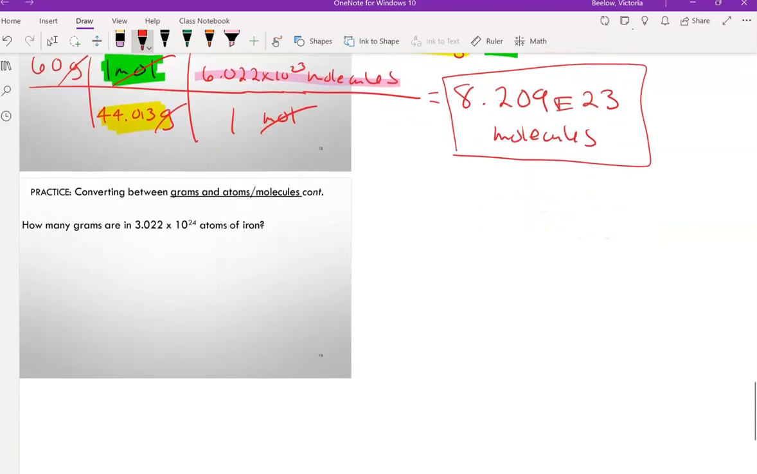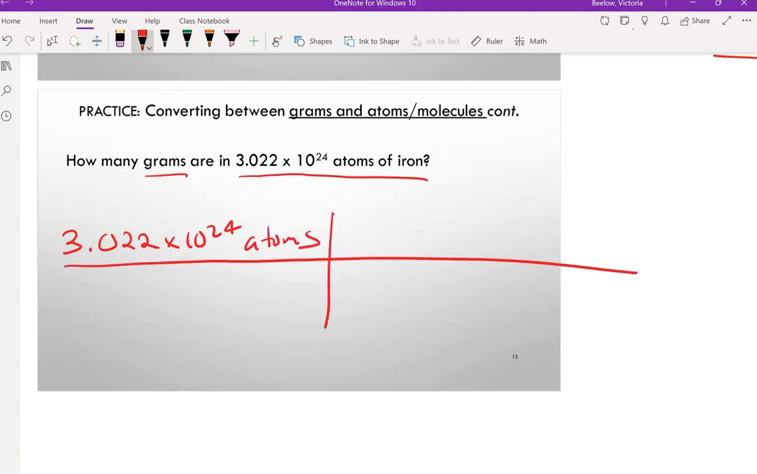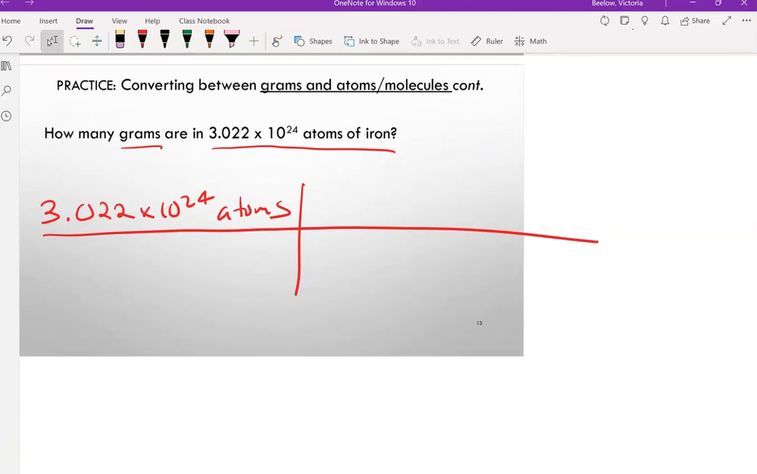Now I'm going to go ahead and do the last problem here. How many grams are in 3.022 times 10 to the 24th atoms of iron? So of course I'm going to start my picket fence with what the question is providing me, atoms, and we need to get that into grams. Again, I'm seeing grams in the problem, so I need molar mass, and I'm also seeing atoms in the problem, so I'm going to have to use Avogadro's number. And I'm just going to write atoms, and I'm also going to need the molar mass of iron because I can see grams in the problem.